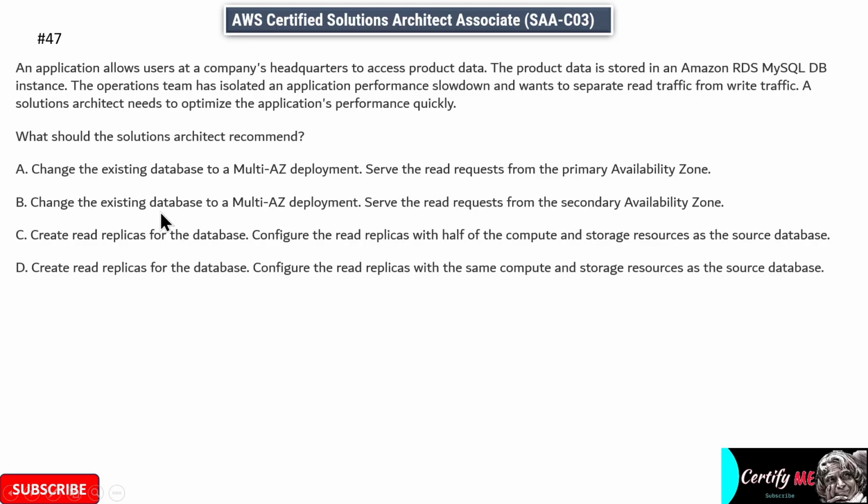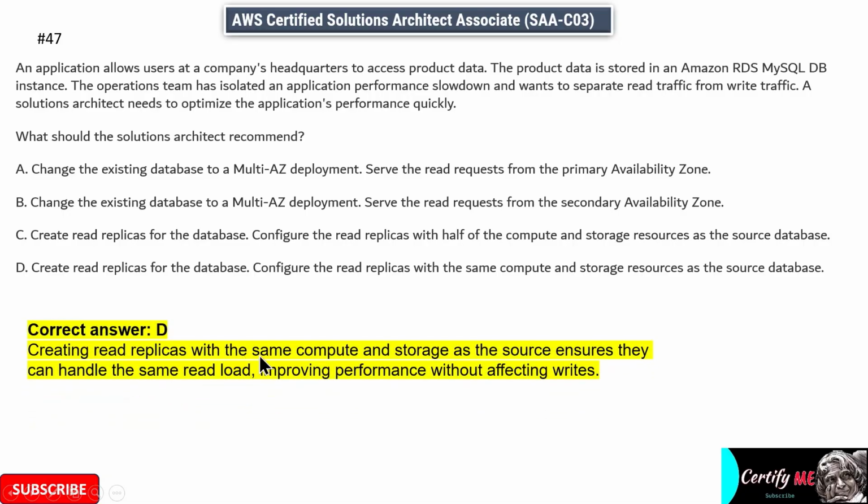Option B. Change the existing database to a multi-AZ deployment. Serve the read requests from the secondary availability zone. Option C, create read replicas for the database. Configure the read replicas with half of the compute and storage resources as the source database. Option D, create read replicas for the database. Configure the read replicas with the same compute and storage resources as the source database. The correct answer is option D. Creating read replicas with the same compute and storage as the source ensures they can handle the same read load, improving performance without affecting writes.